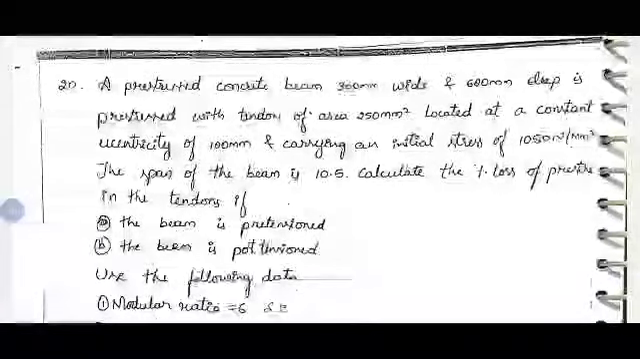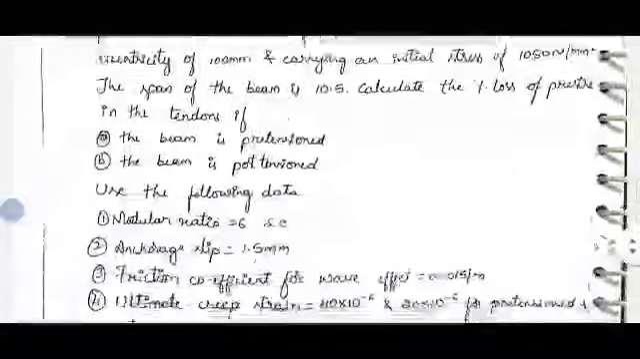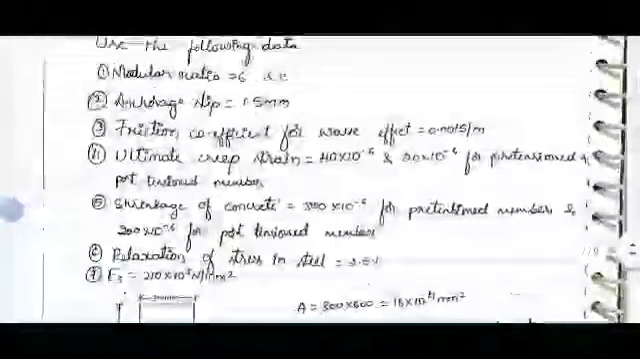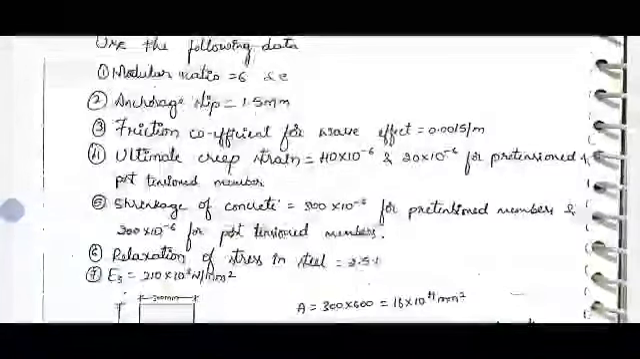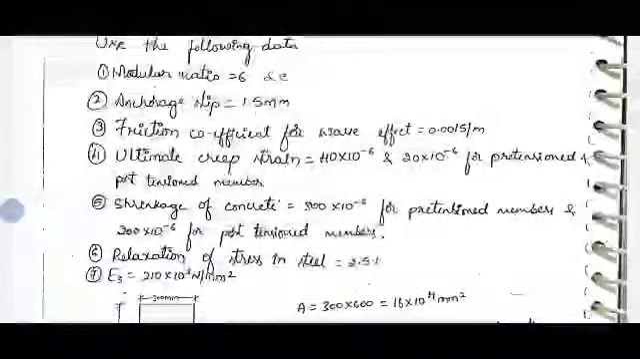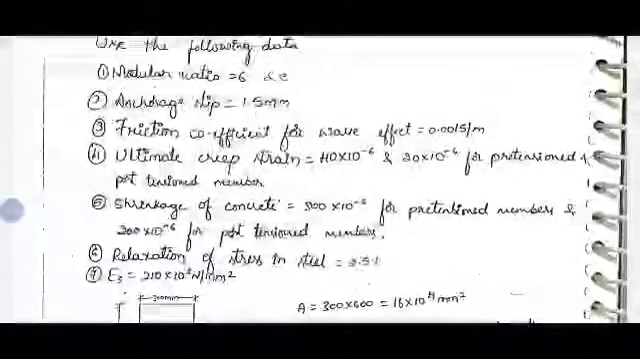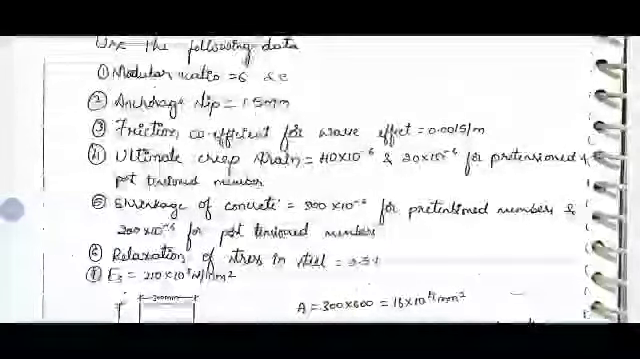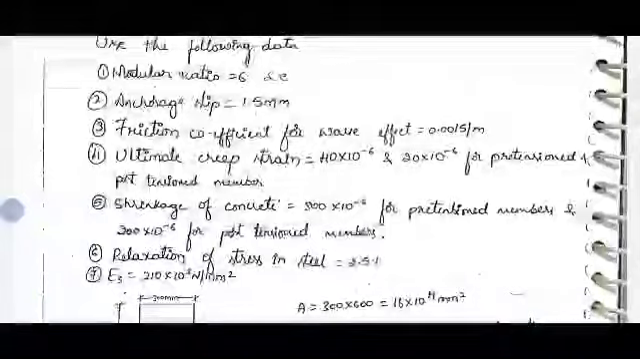So first, if you see the question, it is generally asked calculate the percentage of prestress and he has not mentioned which loss you need to find out. But if you observe the given data, he has given cross section, the span, eccentricity, modular ratio, anchorage slip, friction coefficient, wave coefficient, then ultimate creep strain, shrinkage of concrete, everything is given.